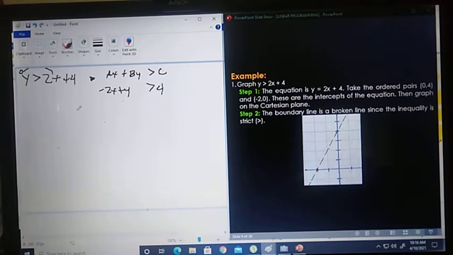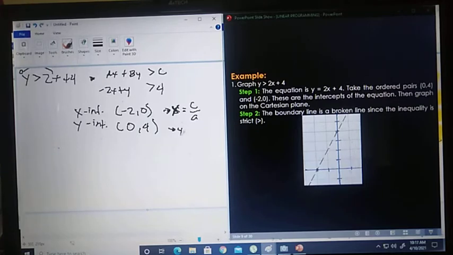Now, let's look for the x and y intercept. What is the x and y intercept? Okay, hindi ko na gagamitin yung formula. Ibigay ko na lang yung value ng x and y intercept. So, dito, negative 2, 0 ang x, and then 0, 4. We have the formula x is equal to c over a, and then y is c over b. This is 4 over negative 2, and 4 over 1.